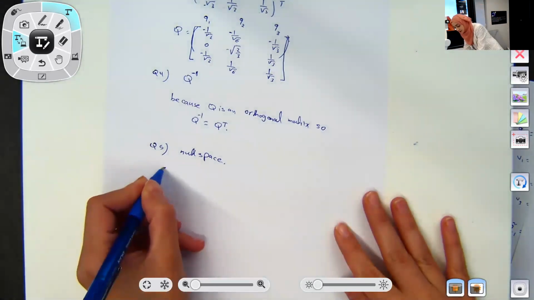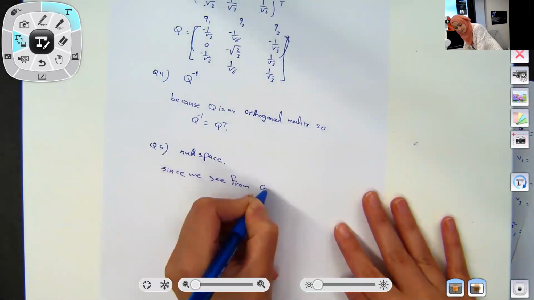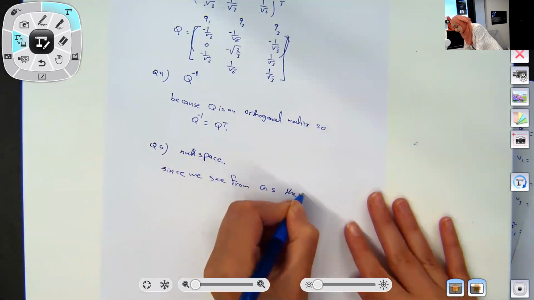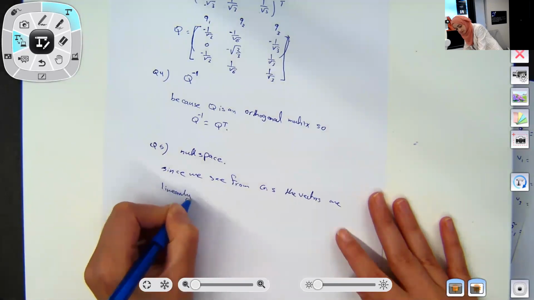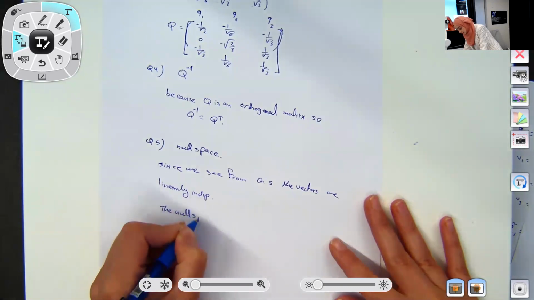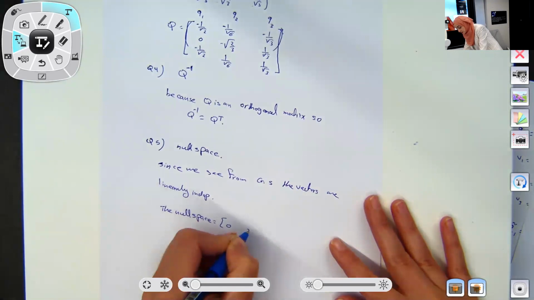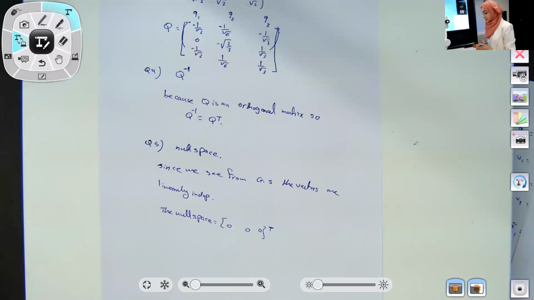Since we see from the Gram-Schmidt algorithm that the vectors are linearly independent, the null space equals just 0, 0, 0 transpose. In general, if you have vectors which are linearly independent, you will get that the null space is all the time just the zero vector.